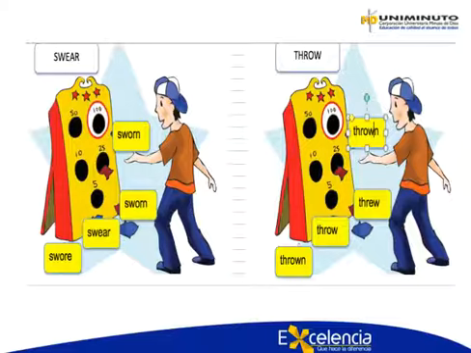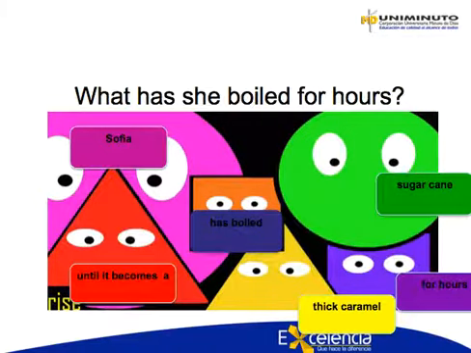The next part, let's continue with present perfect. You have some questions. What has she boiled for hours? So you need to organize these words in order to have the answer of this question. Remember, when it's third person, we use has. Okay? We use has, and the verb is in past participle. In this case, the verb is boiled. Hervir is the verb.